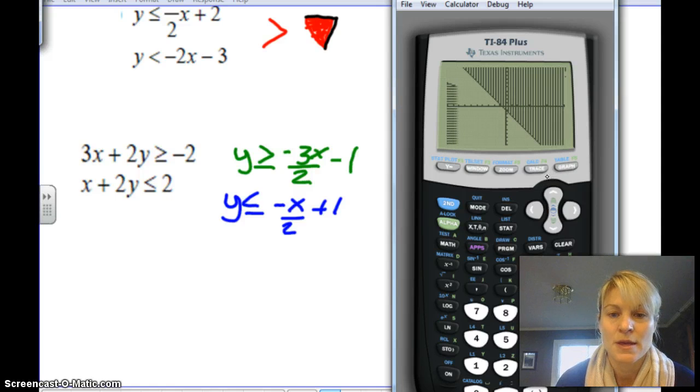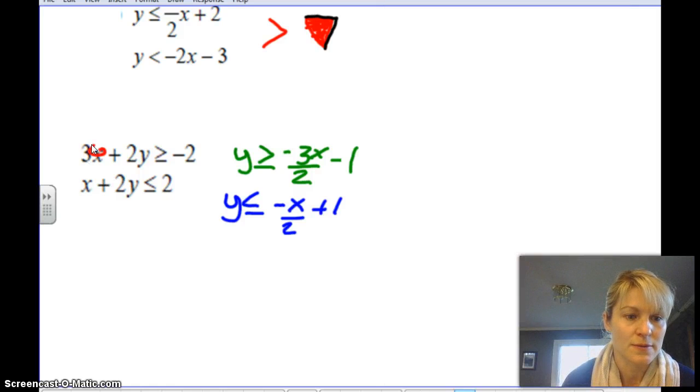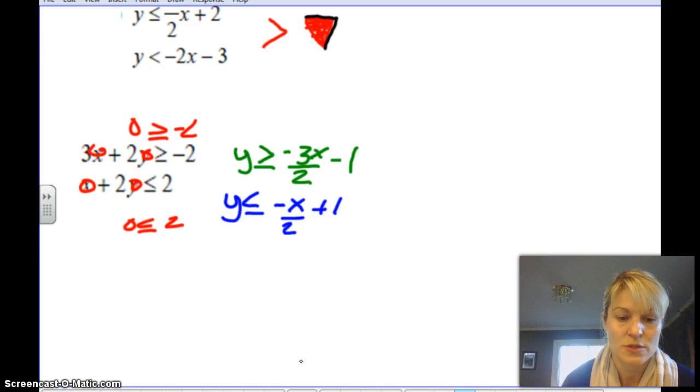Okay? And so this time my double shaded region is in here. Okay, so all the points in here will work. And so if I look at that, I could pick, let's see, 0, 0 seems to be in there. And if I put 0 in for these, I'll get 0 is greater than or equal to negative 2. And if I put 0 in for here, I'll get 0 is less than or equal to 2. Those are both true statements.